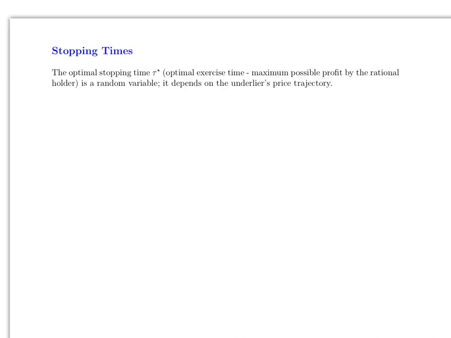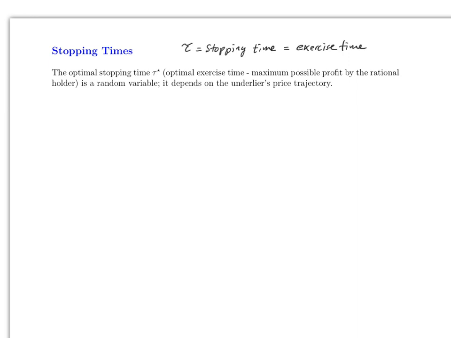The next topic is stopping time. So what is a stopping time? A stopping time is usually denoted by tau, and a stopping time is nothing more than the exercise time, when you decide to exercise the option.